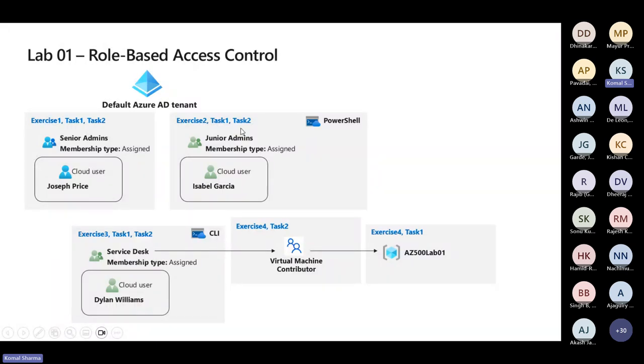In our next exercise, we will be creating a user using the PowerShell that I was talking about, and I will make this user part of the junior admins group. And in our third exercise, I will be using CLI, where I will be creating a group for service desk management membership, and here I will be adding the user to this group. And finally, I will be adding the virtual machine contributor role to this particular group. For that, we need a resource group that again, we will be creating using Azure later. So let's start.